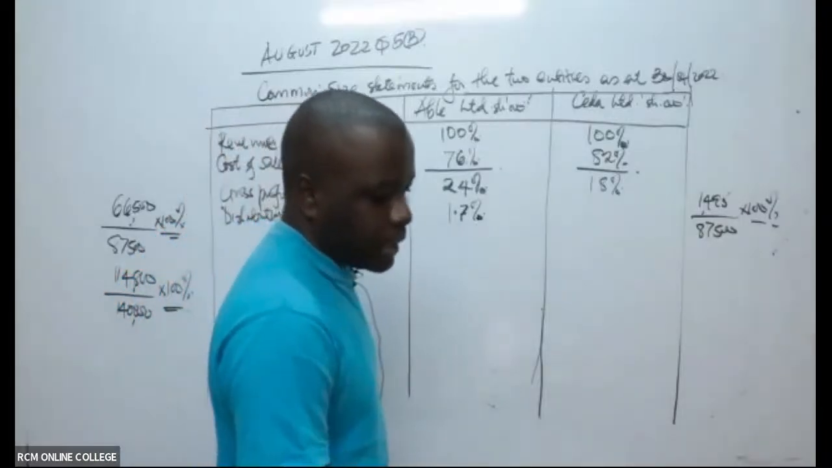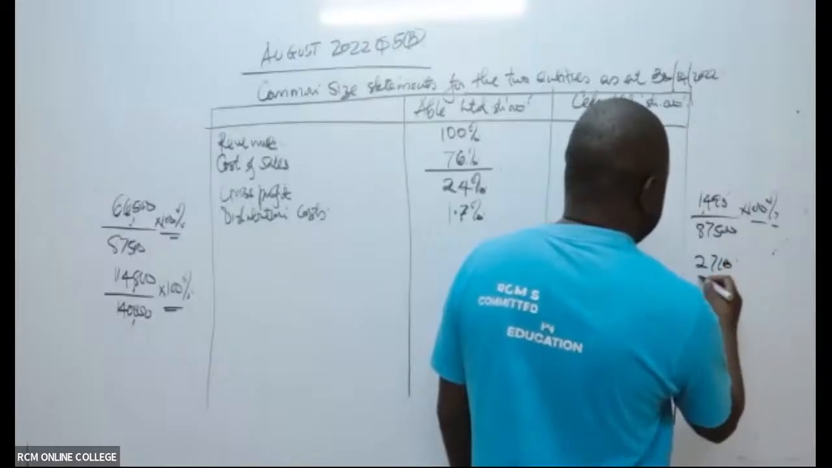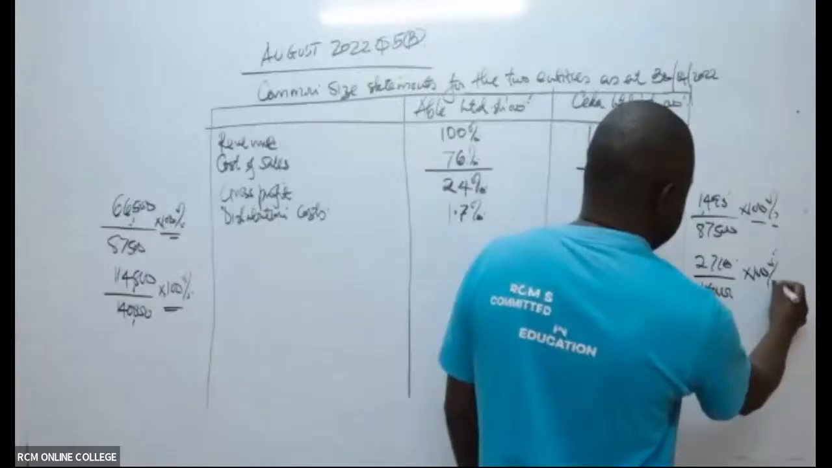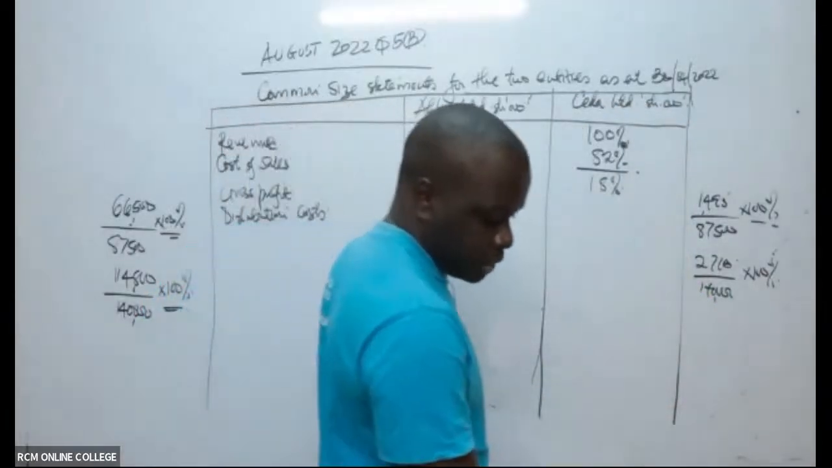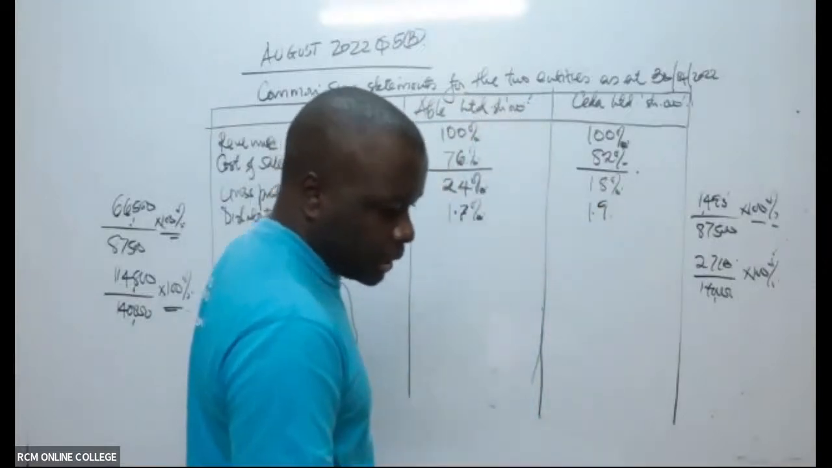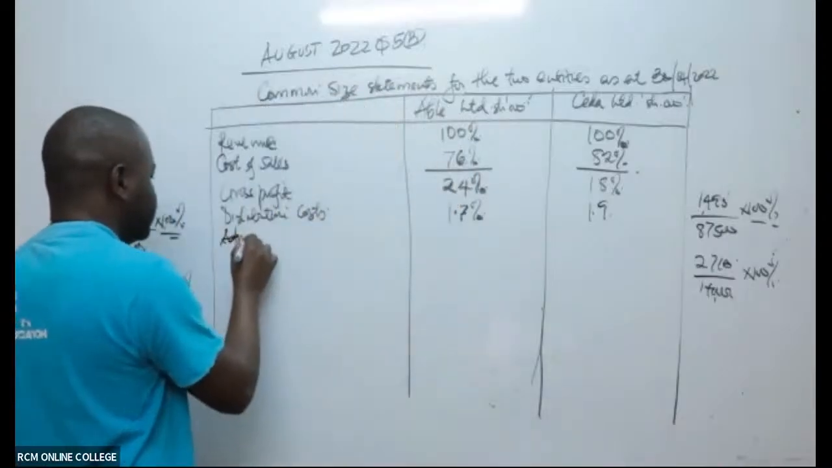What about the other side, for SEDA? You take 2710 over 140,000. You multiply by 100%. So you convert, and you get 1.9. Yes, 1.9. Then the next item is administration expenses.